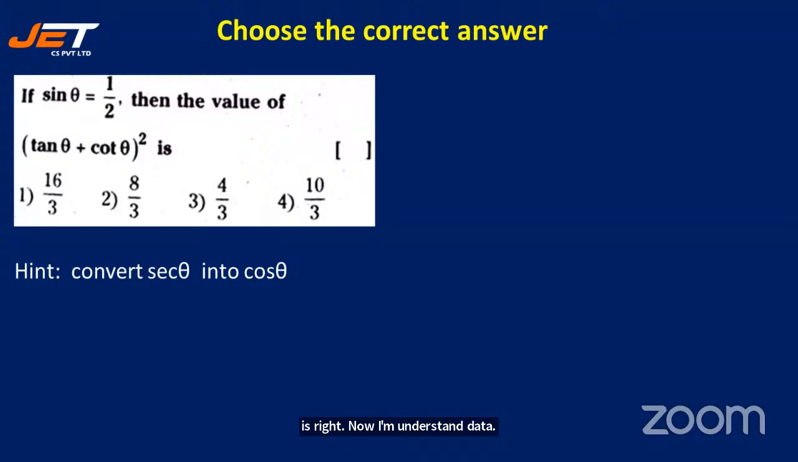Sin theta, the value is half. Then what is the value of tan theta plus cot theta, the whole square? Okay. So here the clue is convert secant into cos. Do you understand the clue? I'm sure you would have understood. Yes. Quickly work it out and give me the answer; not more than 45 seconds can be given to you. Let me see how many are giving me the answers.